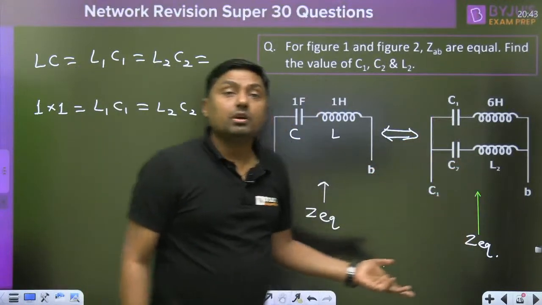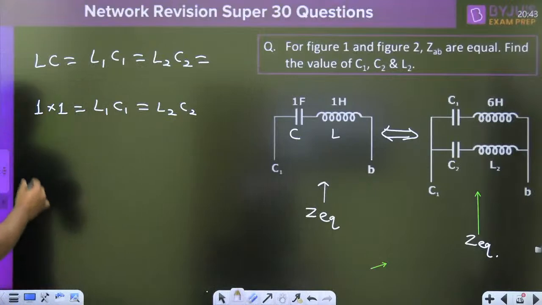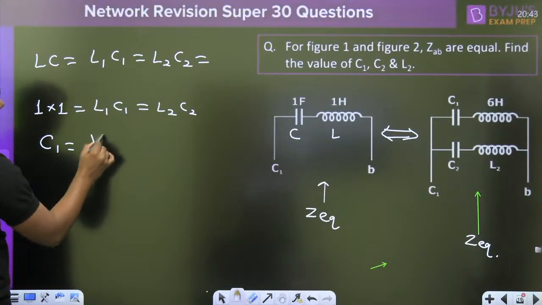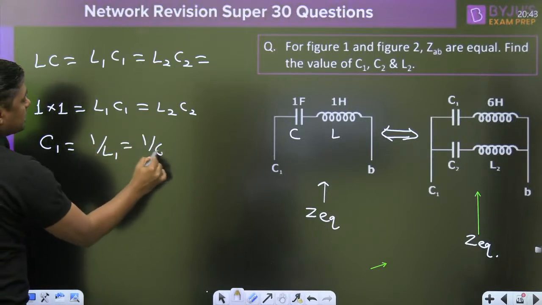In this way, you can directly give the value of C1. What is the value of C1? Yes, so directly, Ayan, your answer is correct. C1 is equal to 1 by 6 farad. 1 divided by L1, that is 1 by 6 farad.